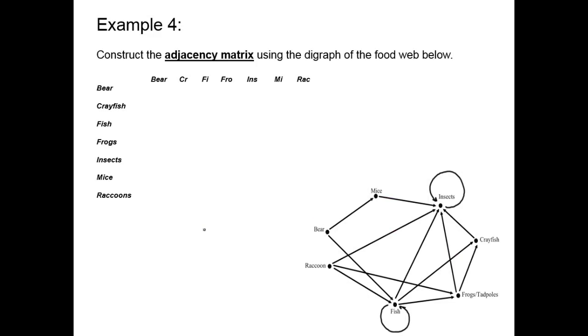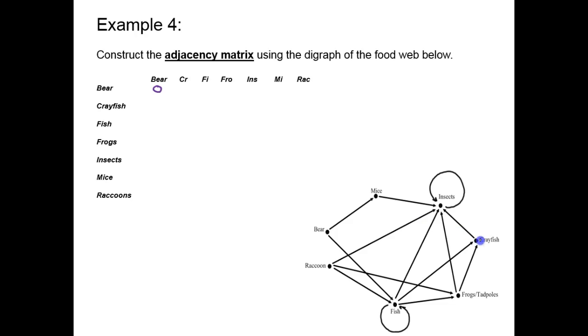Okay, now let's look at a more complex food web, and let's make the adjacency matrix for it. Now this is a digraph, so direction does matter. I'm just going to do 1 row at a time. So I'm going to start with bears. Do bears eat bears? No, there's no curly arrow pointing back to bears, so I'm going to put a little 0 right there. Do bears eat crayfish, which is what the CR must stand for?